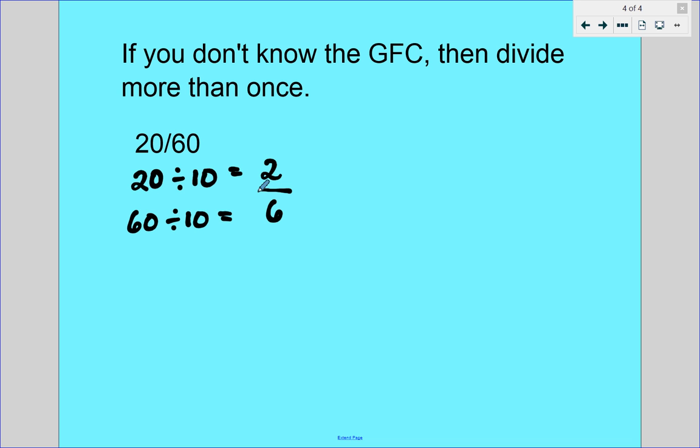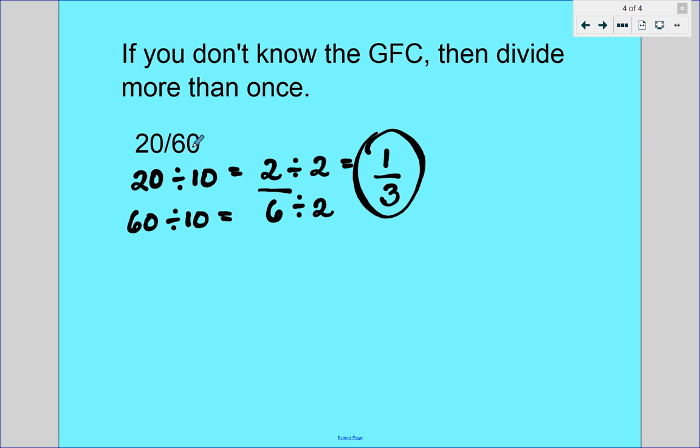So I have 2/6. Now when I look at that, they're both even numbers. If they're both even numbers, you know you can divide by what number? 2. So we're going to divide by 2. I divide by 2 and I have 1 on the top. 6 divided by 2 gives me 3 on the bottom. So my simplest terms, my lowest terms, would be 1/3. So 20/60 is equal to 1/3.